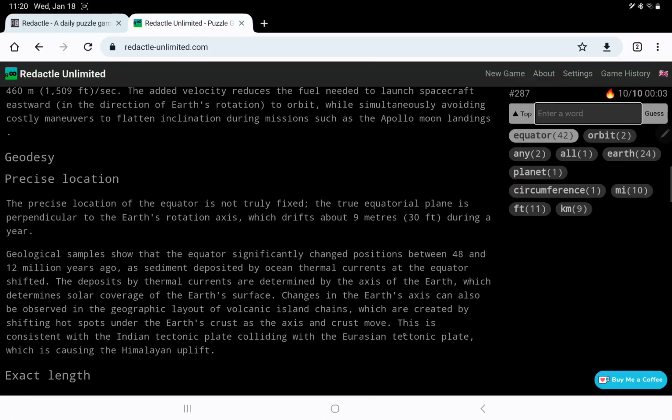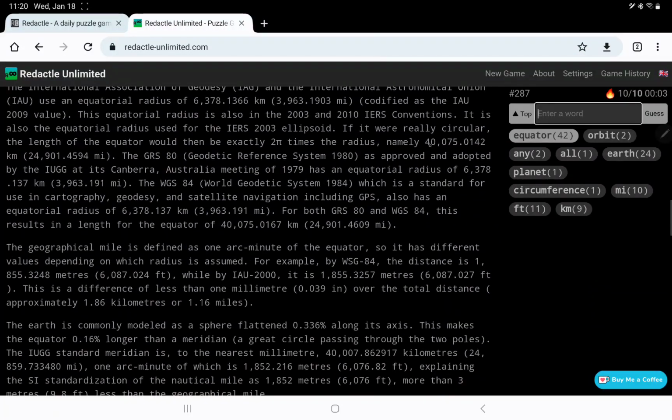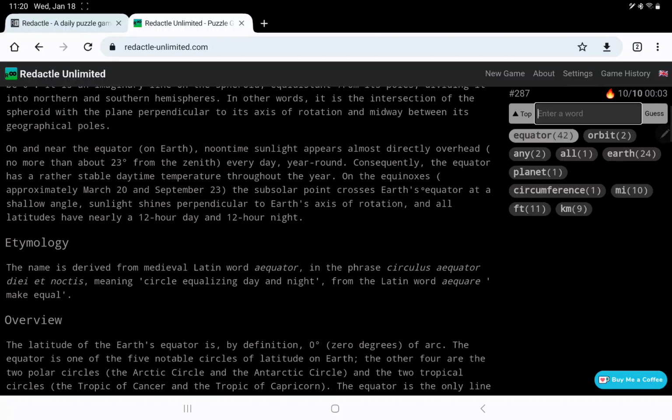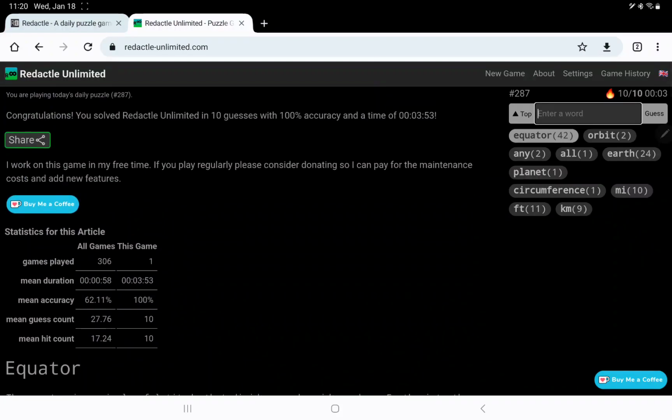All right, well, no, I don't know. It's quite a short article. I don't think there's much point in going on, but yeah, I didn't realize I was about to solve it, but happy with that. Hope you were able to solve it as quickly.